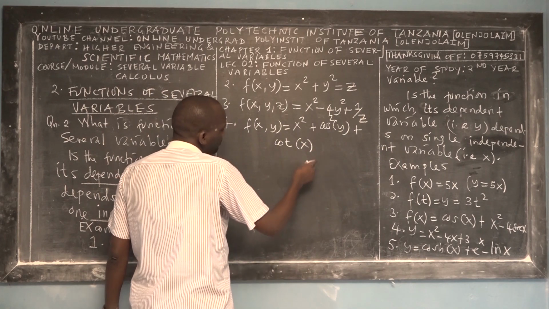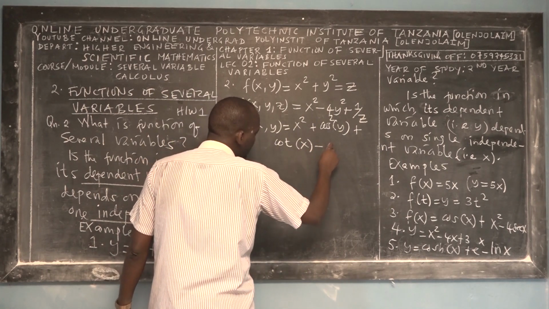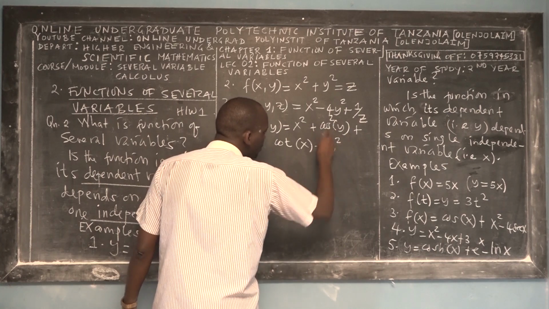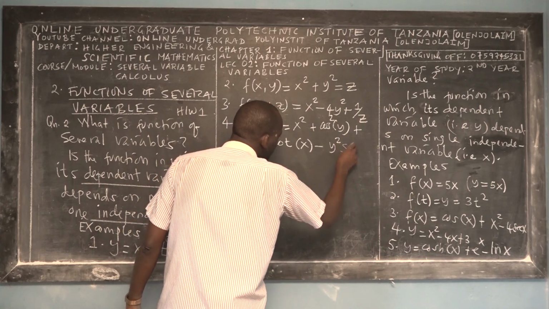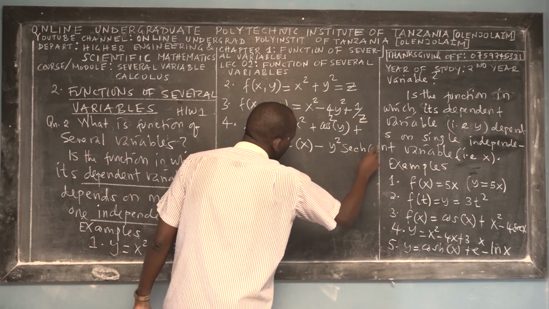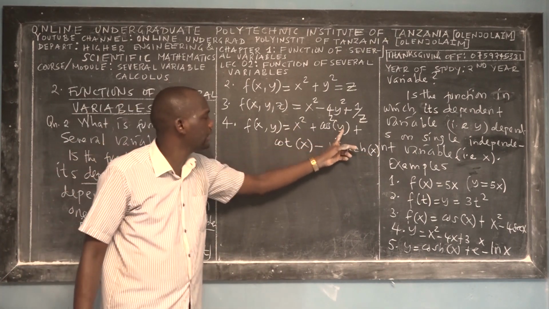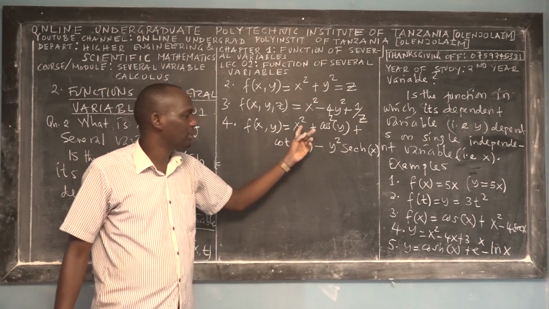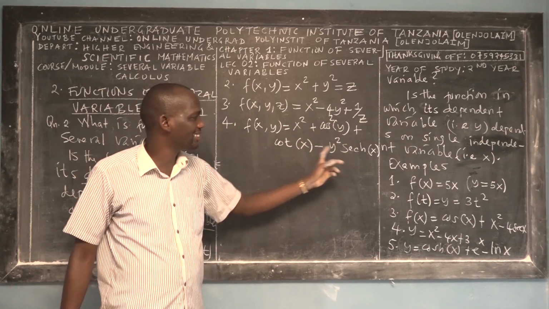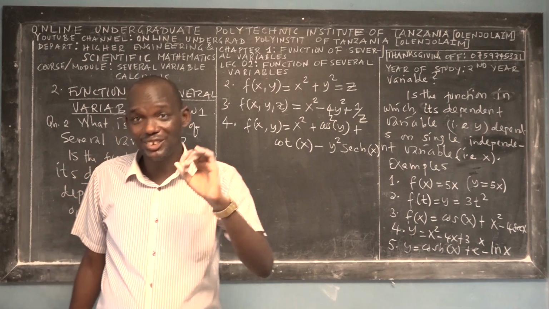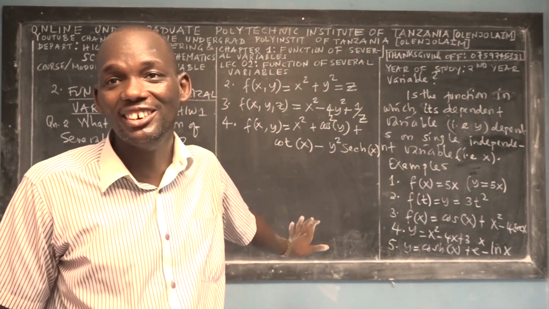Tangent of x, maybe minus what? Minus y squared, right? And then you have sec of what? Sec of x. So the function depends on x, y, xy. Polynomial function, 3D function, hyperbolic function. Interesting. I know that you are very competent in this stuff.